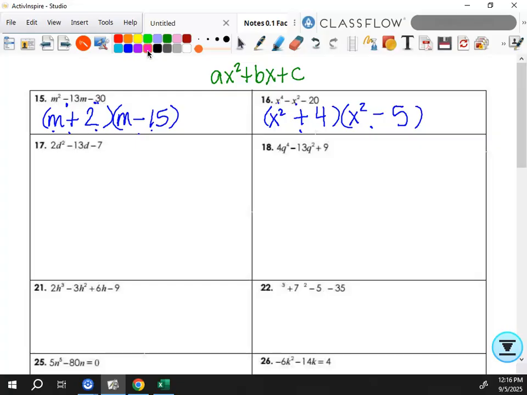No, right? Which makes me sad because I was hoping I could factor out that too. So I cannot factor out a GCF.